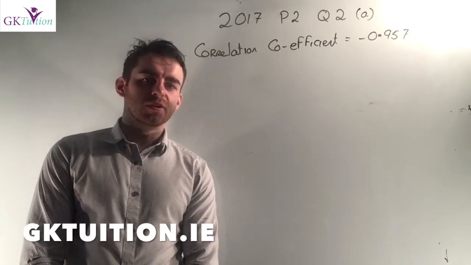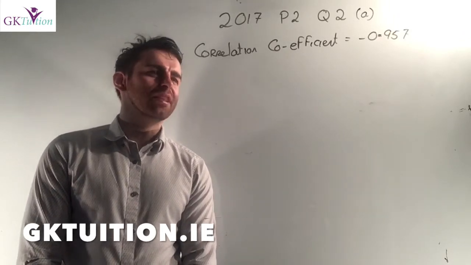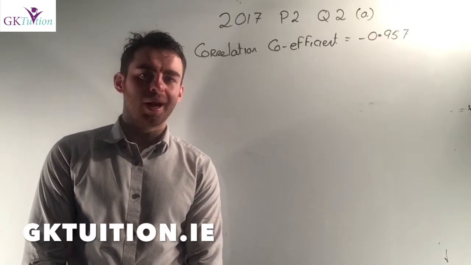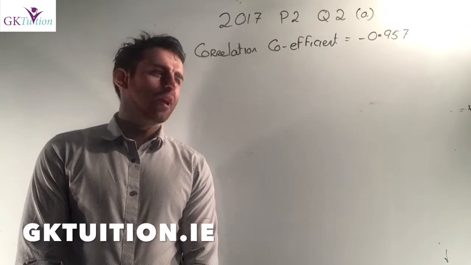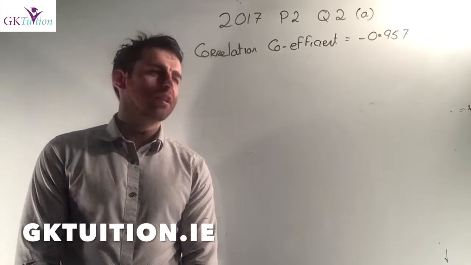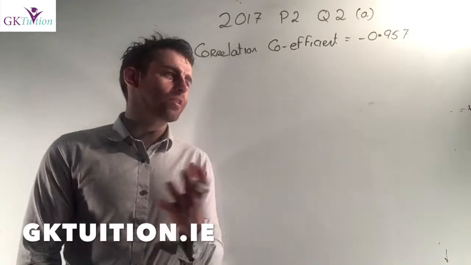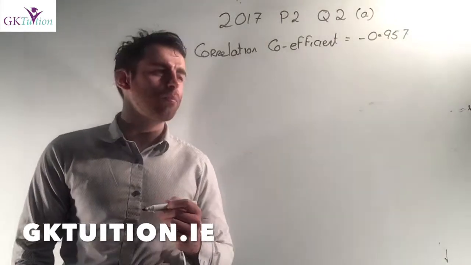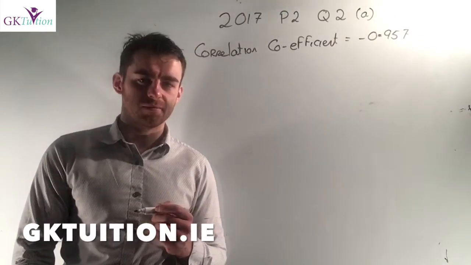Now the question I've chosen to go through here is 2017 Paper 2, Question 2, Part A. As you can see, I've already worked out the first part of the question. It asked me to work out the correlation coefficient. You can just plug that straight into your calculator and it should work out as minus 0.957.